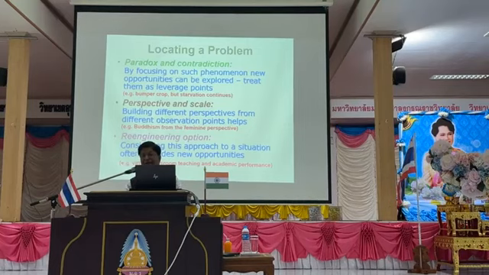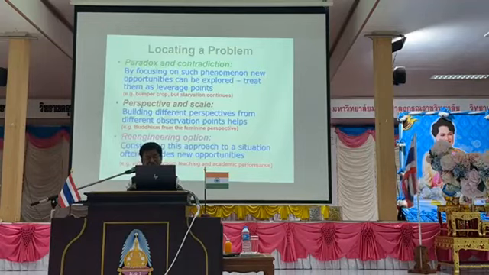Now how you can make a problem, how you can locate a problem related with your research. There are so many theories and contradictions related with the problem of research. By focusing on such elements, new opportunities can be explored; treat them as leverage points. There must be a perspective and a scale of your problem, like building different perspectives from different observation points helps. And then the re-engineering options, like considering this approach to a situation, often provides new opportunities. So there are some of the scopes which are based upon your solutions also.